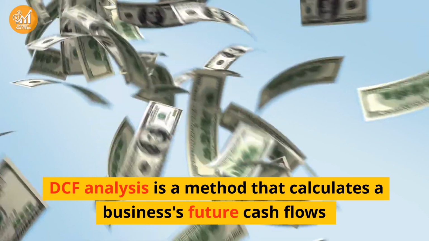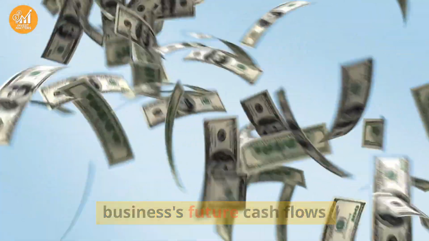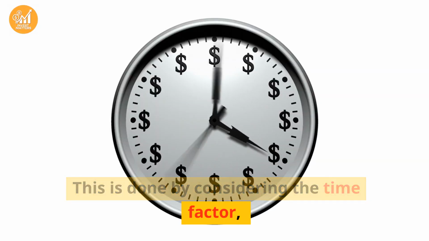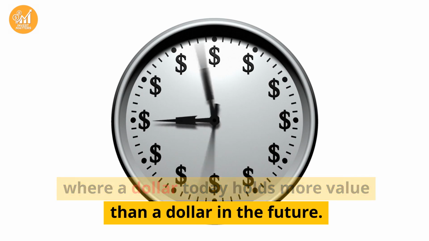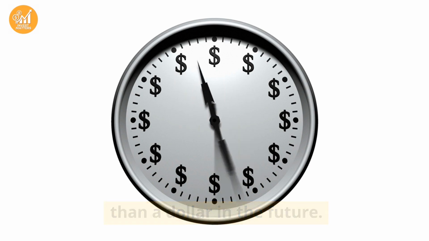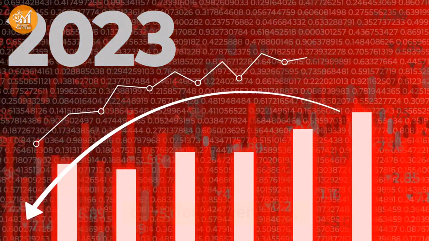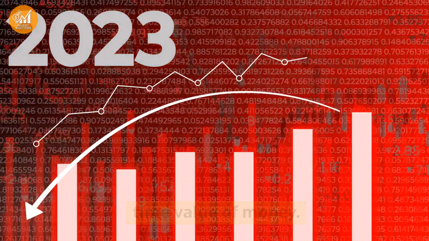Let's begin. DCF analysis is a method that calculates a business' future cash flows and adjusts them to their present value. This is done by considering the time factor, where a dollar today holds more value than a dollar in the future. By graphing the present value of yearly cash flows over time, we can observe a decrease due to the time value of money.